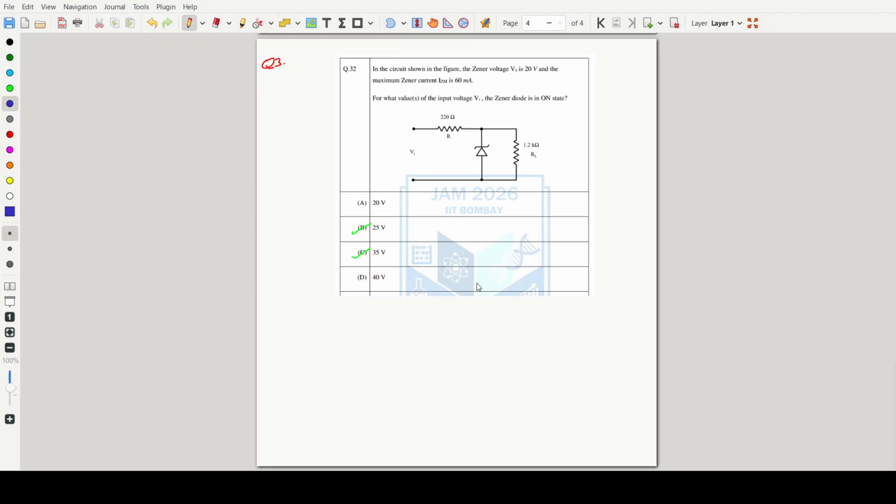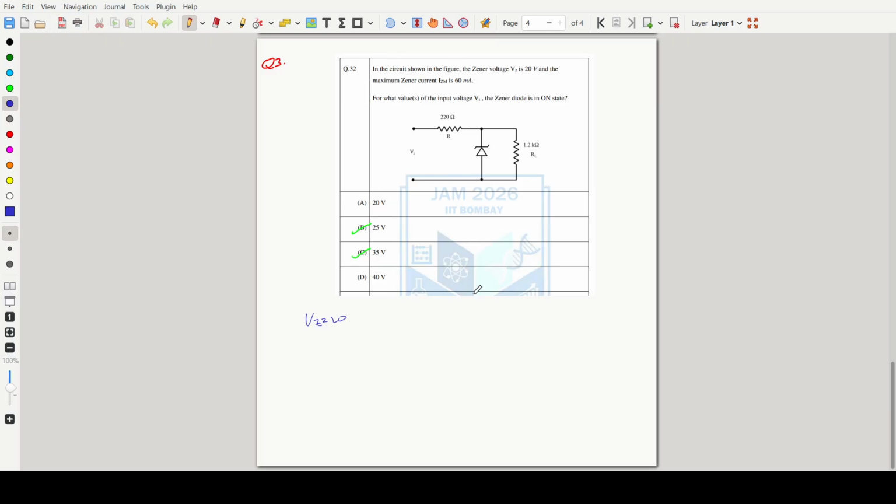Okay, moving on to problem number 3. It is a Zener diode as a voltage regulator problem. The question asks, for what values of Vi will the Zener diode be on? So to determine the state of your Zener diode, whether it's on or off, you just imagine that you remove it from the circuit and find the voltage across the load resistor, and if it's equal to or greater than the Zener voltage, in this case 20 volts, your Zener diode is set to be turned on.